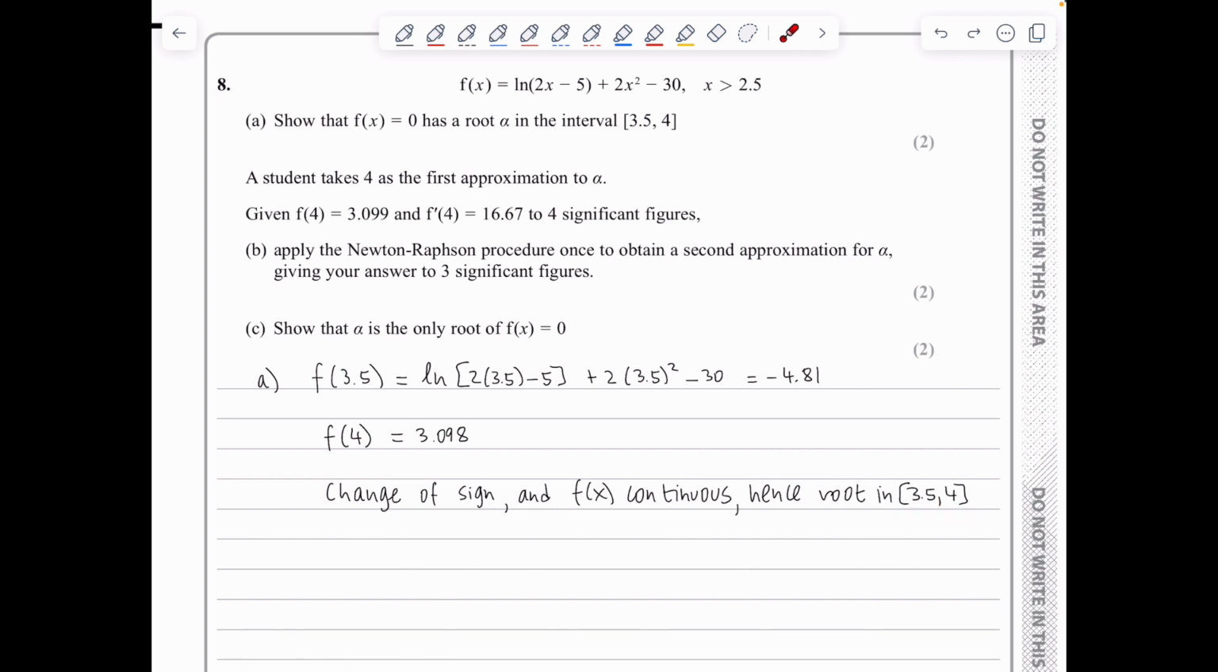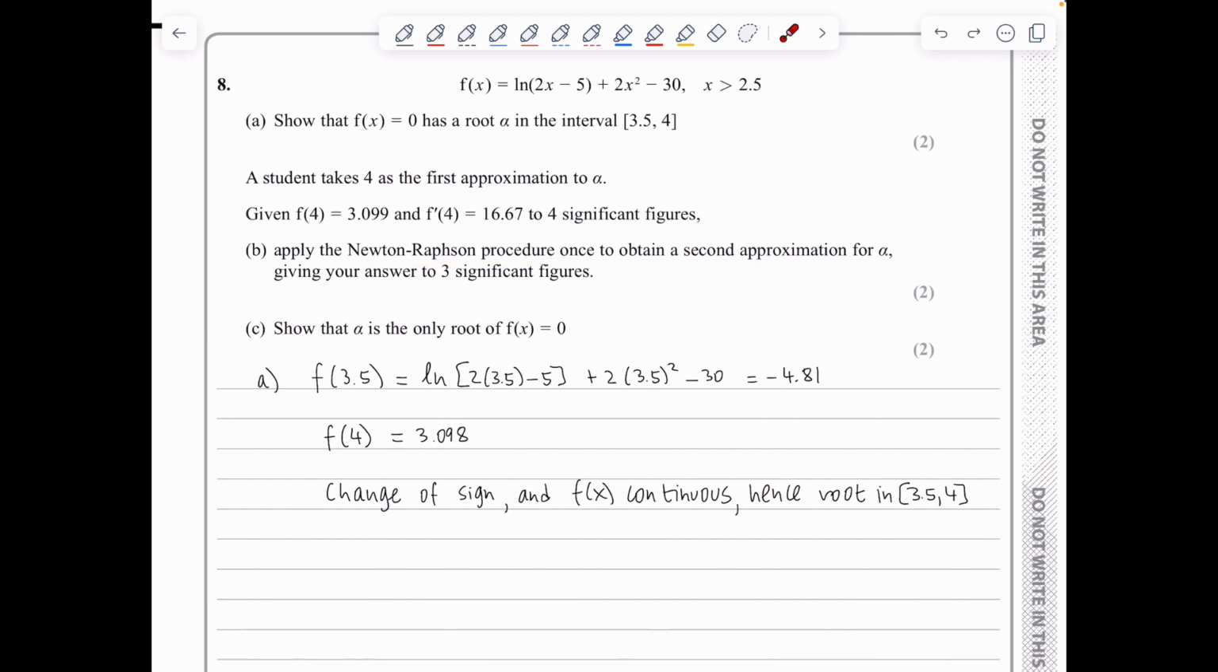Notice that you need to mention both the change of sign and the continuity to claim the final mark for the first part. We then have that the student takes 4 as the first approximation to alpha. We have that f of 4 is 3.099, f dash of 4, the derivative at 4, is 16.67, both given to 4SF, and we need to apply the Newton-Raphson procedure to obtain a second approximation for alpha to 3SF.